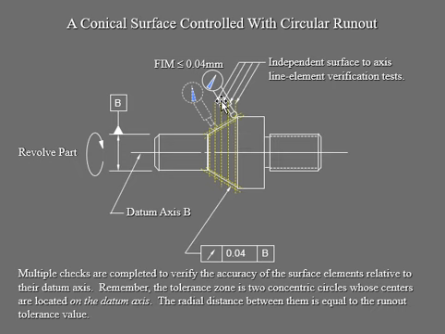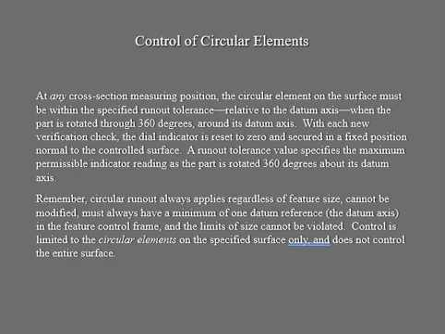And what are we doing? We're using this instrument to verify these points right there, so that they are inside of that tolerance zone. Okay, now we're going to go into the next section. Before that, we're going to wrap up with the control circular element.